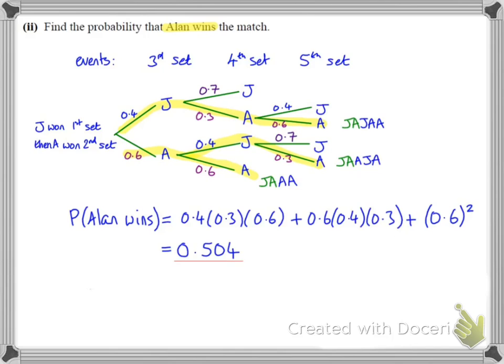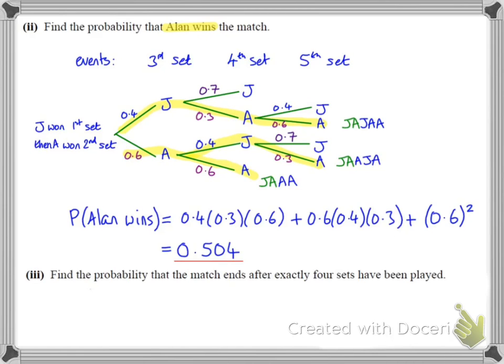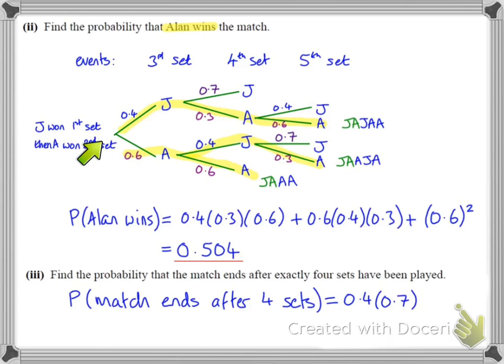We're ready for the very last part now, which is to find the probability that the match ends after exactly 4 sets have been played. Well, looking at our tree diagram again, that's this scenario where we get to 4 sets and Jimmy's won, or this scenario where we get to 4 sets and Alan has won. So to calculate that probability, we use those 2 branches. So going along the top branch here for Jimmy and Jimmy again, that's 0.4 multiplied by 0.7, or we could follow the Alan branch, which is 0.6 squared. So adding up those 2 options, we end up with 0.64.